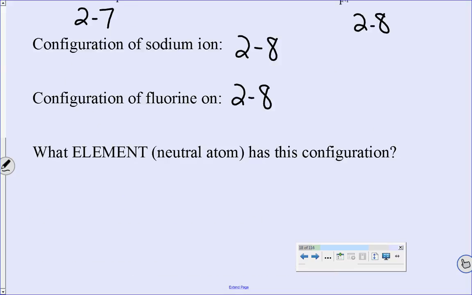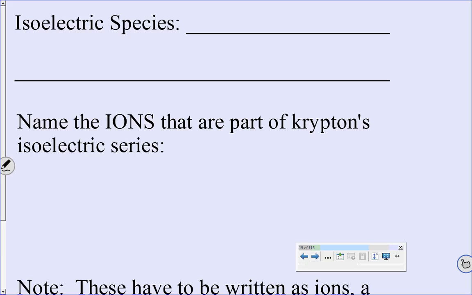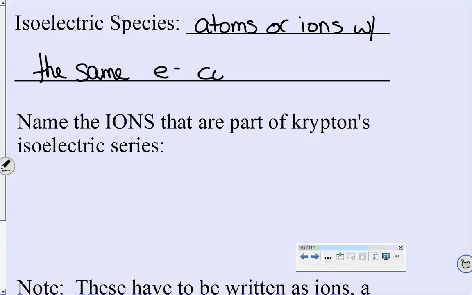If you look at the periodic table, you're going to notice that neon has this configuration as a neutral atom. So this is something we call being isoelectric, or isoelectronic. Isoelectric species are atoms or ions with the same electron configuration.